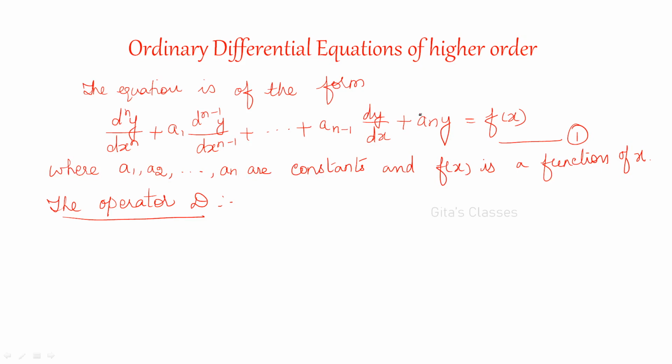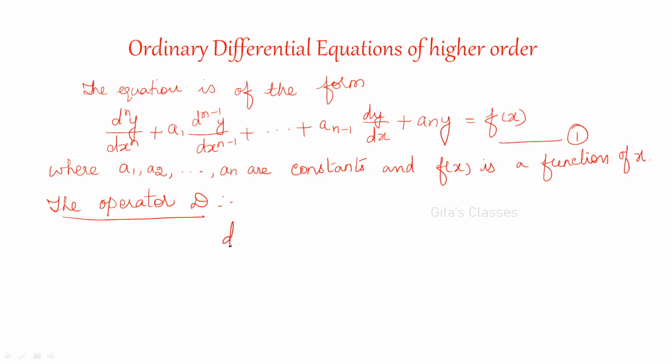So in general, the equation is of this form. Equation number 1 is the ordinary differential equation of higher order, that is nth order. Here you have d power n y by dx power n, that is, n times differentiated. This is the nth order differential coefficient, this is the n minus 1th order differential coefficient, and so on. This is the general form where a1, a2, etc. an are generally constants and f of x is a function of x. If the coefficients are functions like x, x squared and so on, that is a separate method, we will see later.